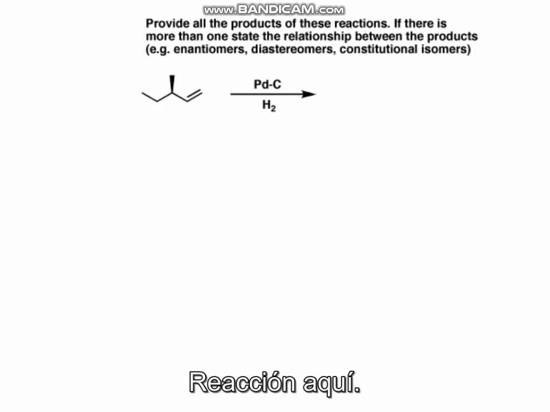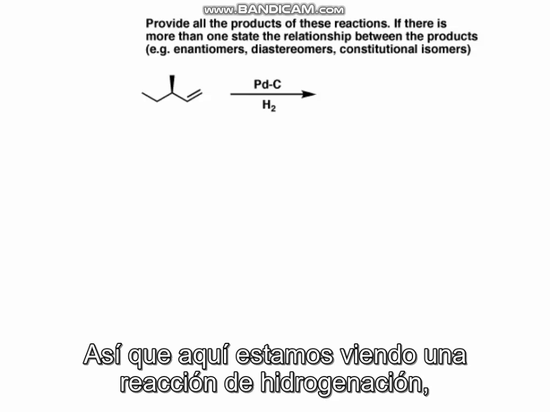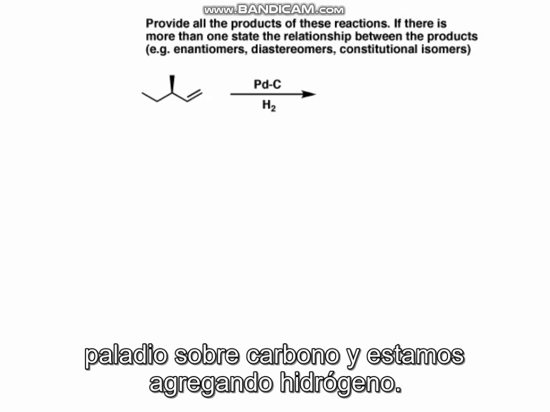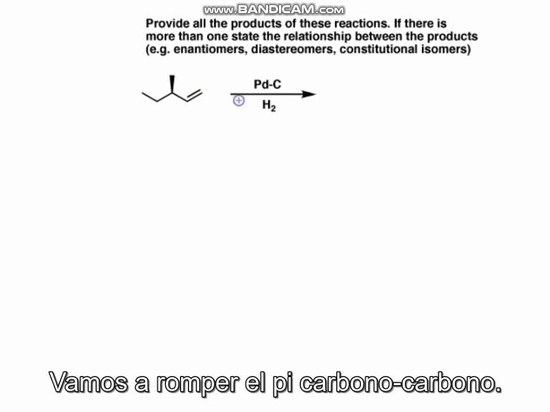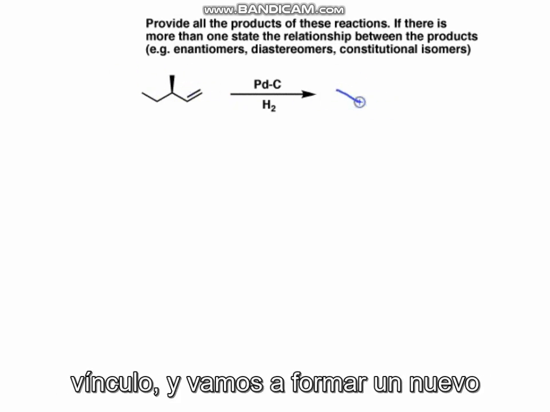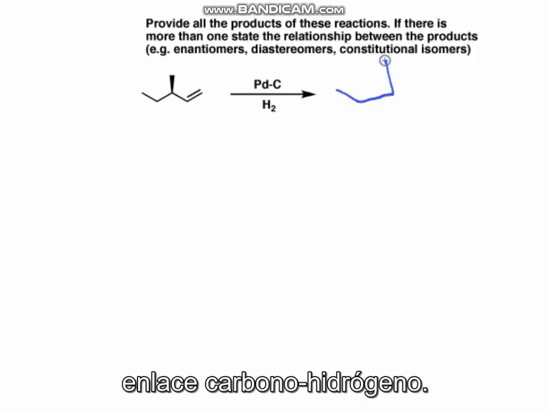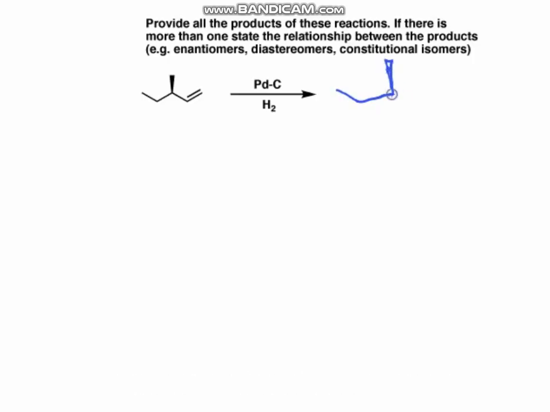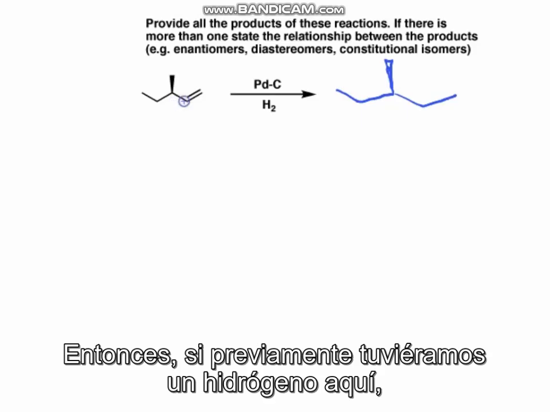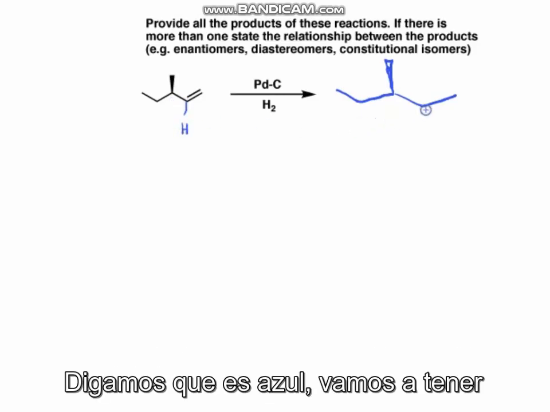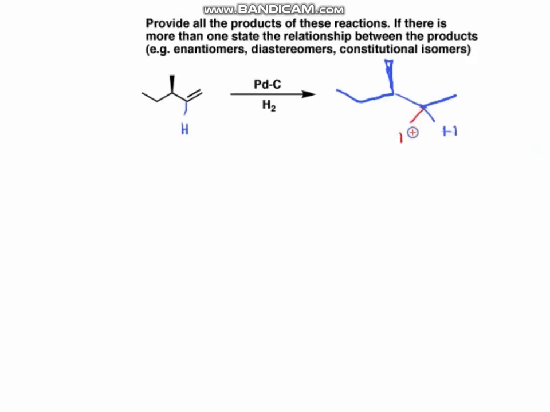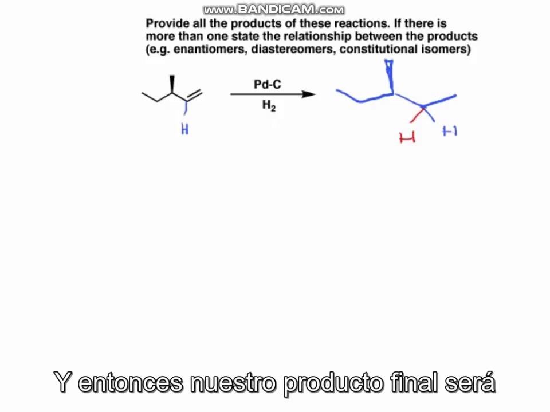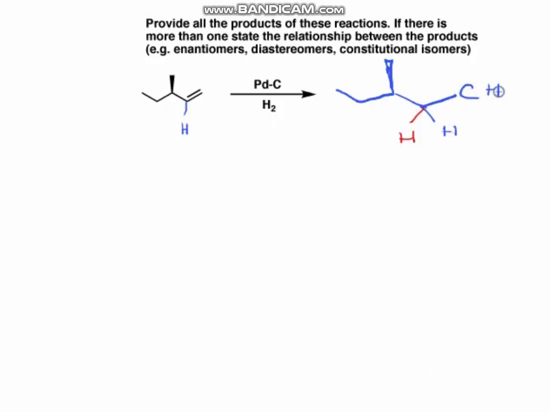And let's look at this first reaction here. Here we're looking at a hydrogenation reaction, palladium on carbon, and we're adding hydrogen. So what are we going to do here? We're going to break the carbon-carbon pi bond, and we're going to form a new carbon-hydrogen bond. If we previously had one hydrogen here, let's say it's blue, we're going to have a new carbon-hydrogen bond. Let's draw this in red. And so our final product is going to look like this.